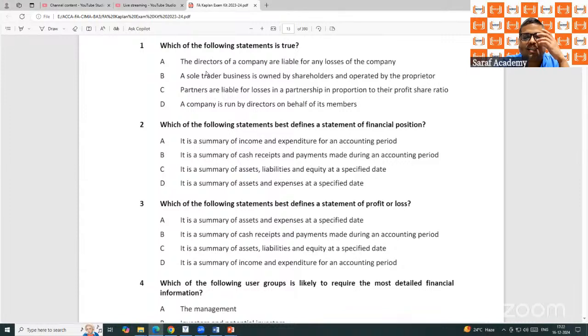Which of the following statements best defines a statement of financial position? Statement of financial position means balance sheet. Either you say position or you say balance sheet. PL account, either you say PL account or you say statement of financial performance.